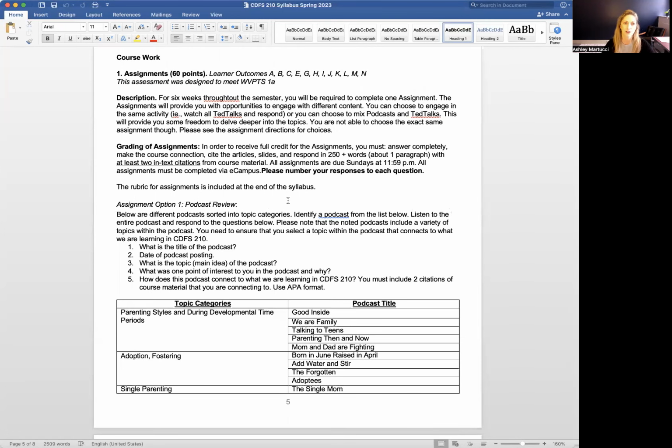So the coursework throughout the semester is really broken up into 3 sections. The first thing is your assignments. And this is one of my favorite things because it's 6 assignments throughout the semester, and it's about choice. You get to choose within the main topic of parenting, things that you're interested in learning more about. So there are a variety of podcasts and TED Talks that you can review and then write a little bit about by Sundays at 11:59 p.m.